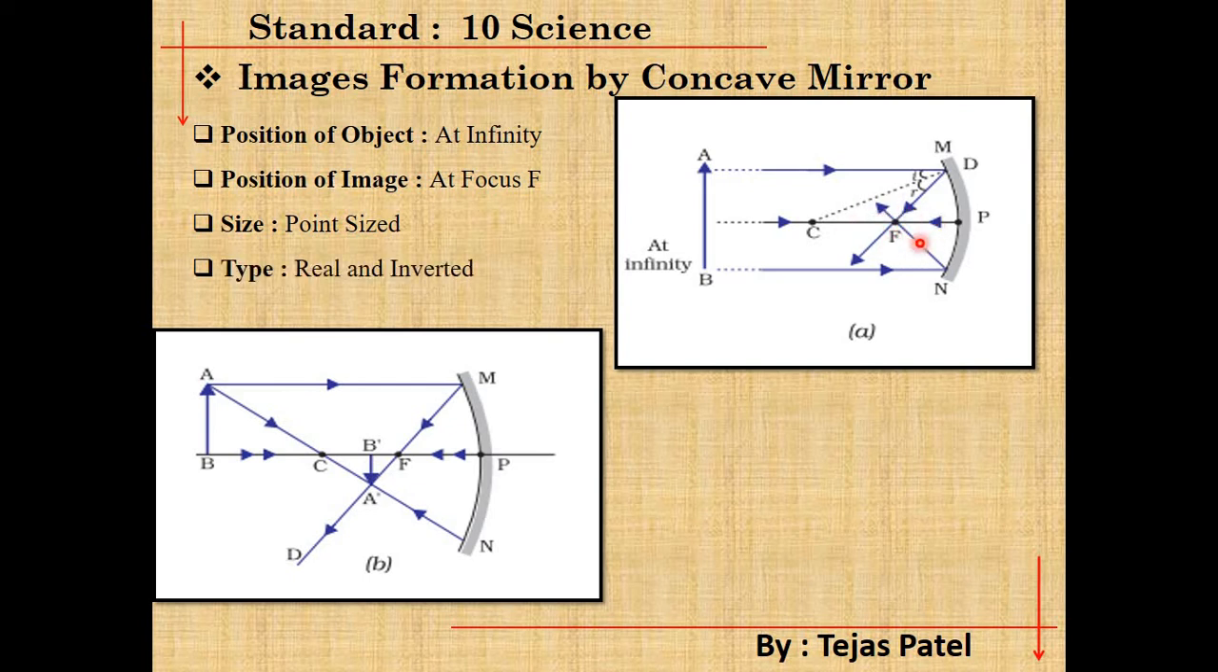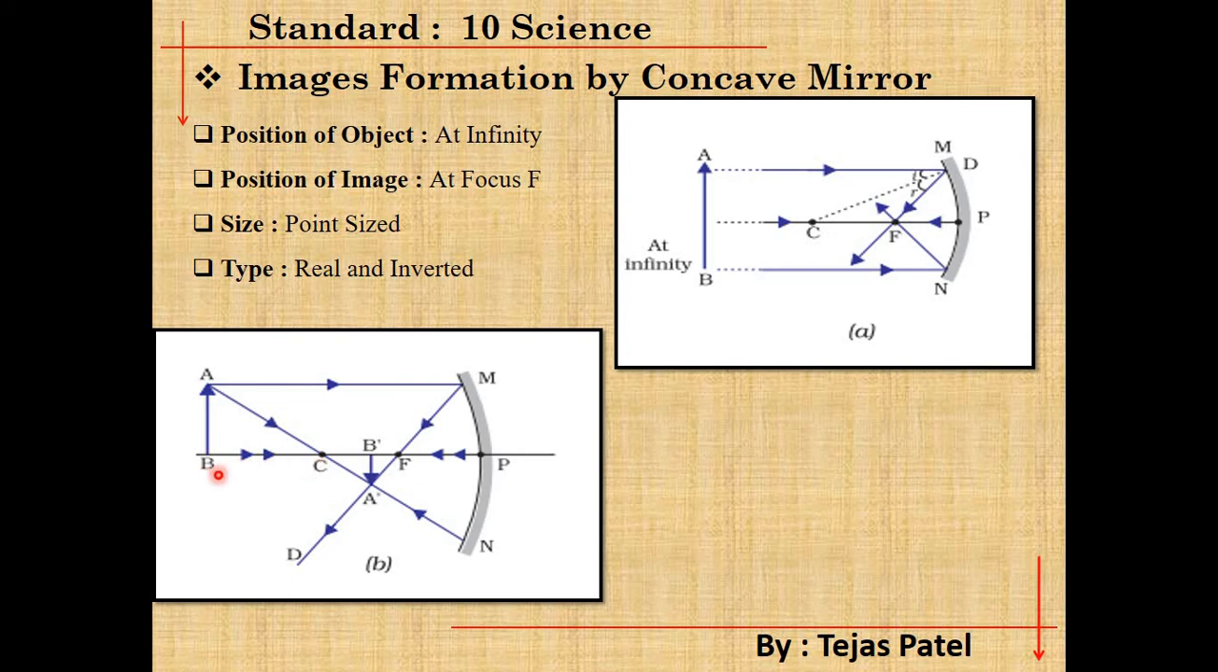and type is real and inverted. Why real and inverted? Because as you can see that the rays are actually meeting at point F, so a real image will be formed, and inverted, as you can see, A point's image is downward side and B point's image is in upward side, so an inverted image will be formed.